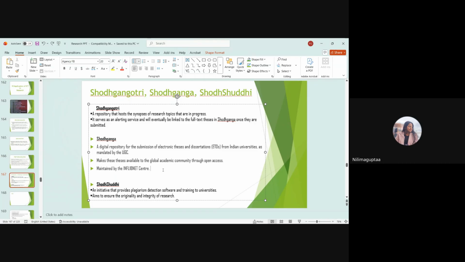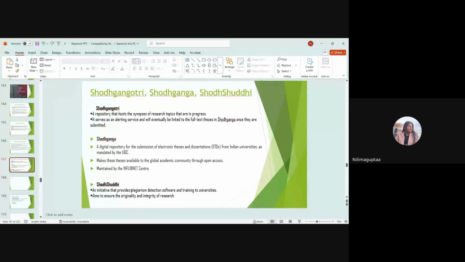Okay, so from Shodh Gangotri comes the Shodh Ganga. Shodh Gangotri will always have the smallest things, that is proposals and synopses. Ganga will have the thesis, your main paper. Then Shodh Shuddhi is again a web platform which provides plagiarism detection software and training to all universities, because as we know, plagiarism is one of the most important things in today's date. Whatever we do, how much you do doesn't matter, but how nicely you do and how pure you do matters a lot. And that is what Shodh Shuddhi talks about.